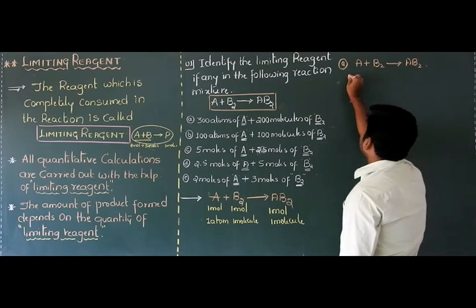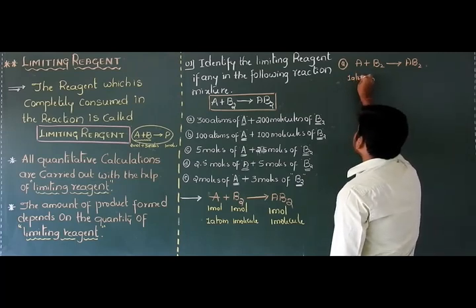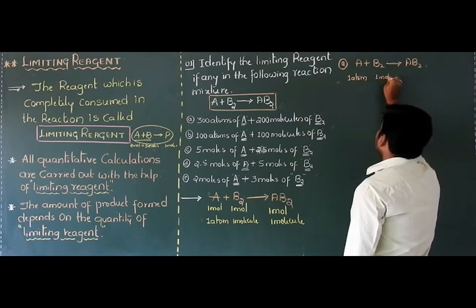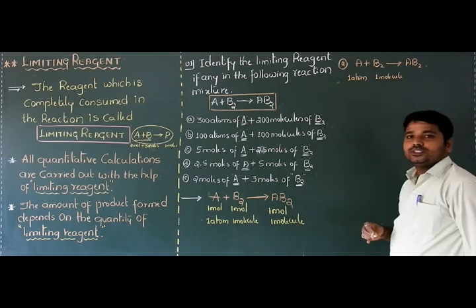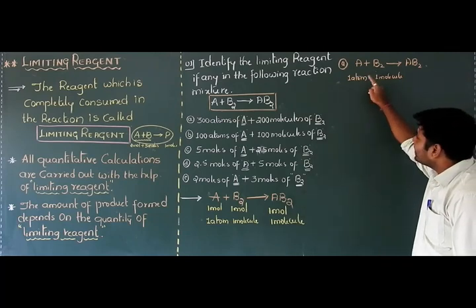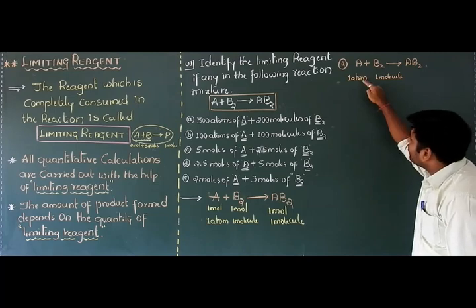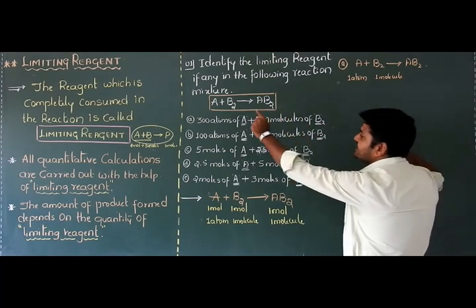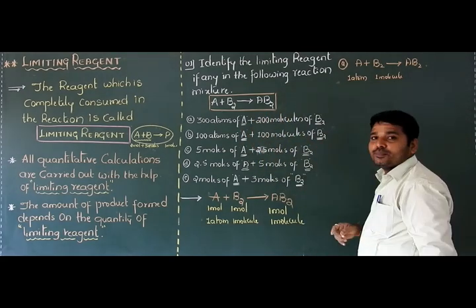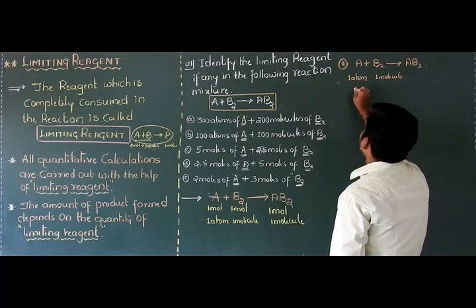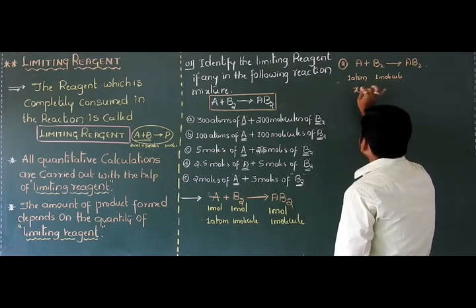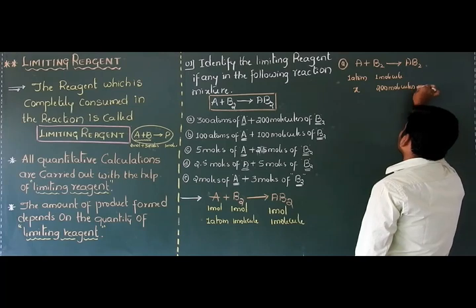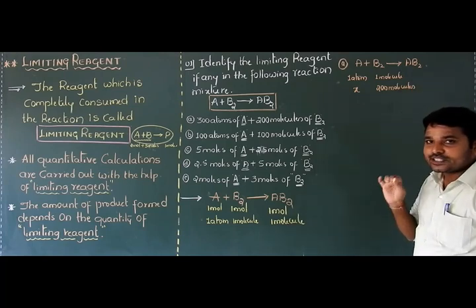According to this balanced chemical equation, 1 atom of A reacts with 1 molecule of B2. According to the balanced equation, 1 atom of A combines with 1 molecule of B2. But in the problem, 300 atoms of A and 200 molecules of B2 are given. Let us calculate how many atoms of A are required to react with 200 molecules of B2. Please listen to this explanation.